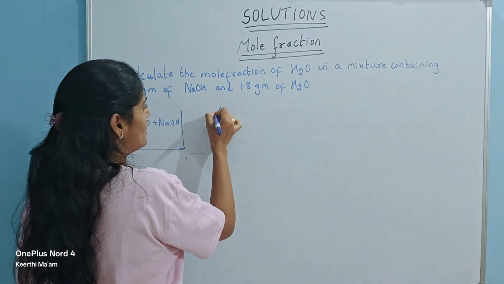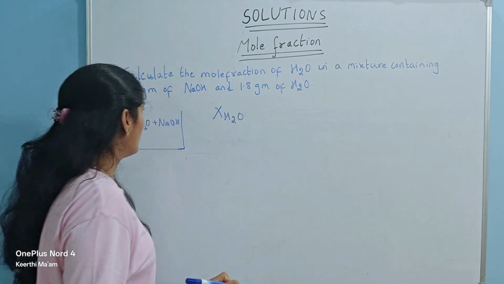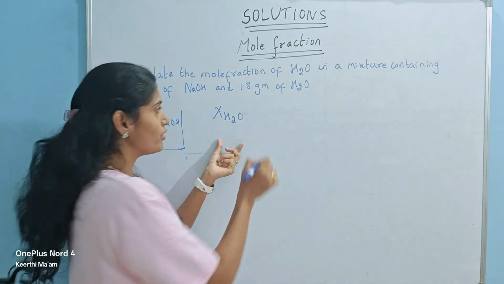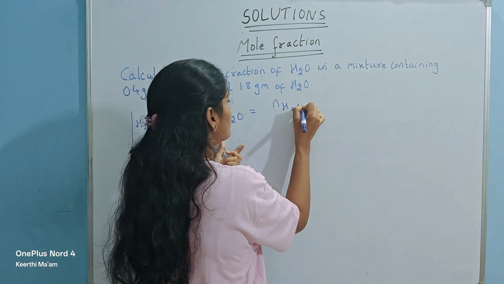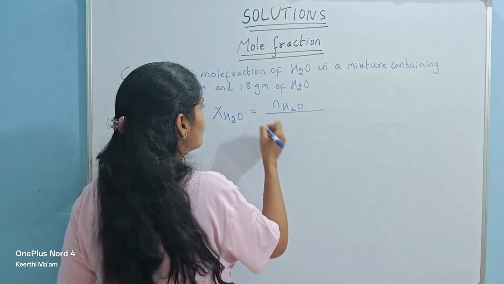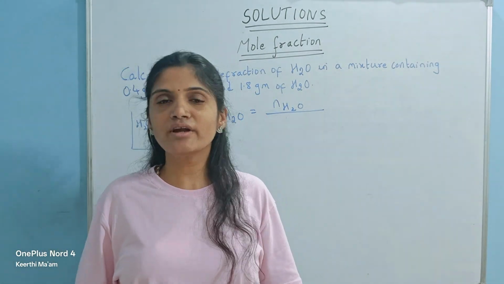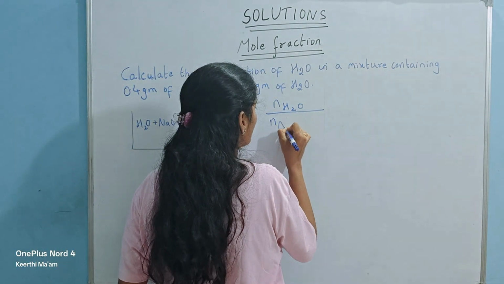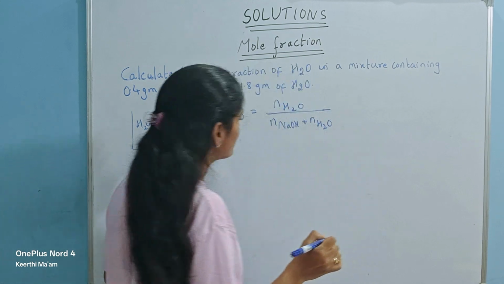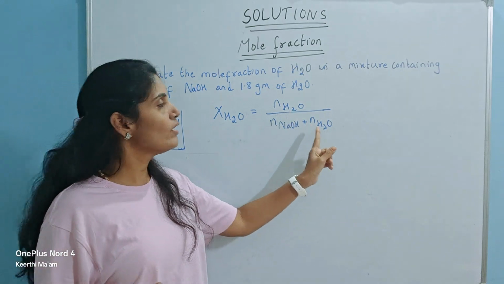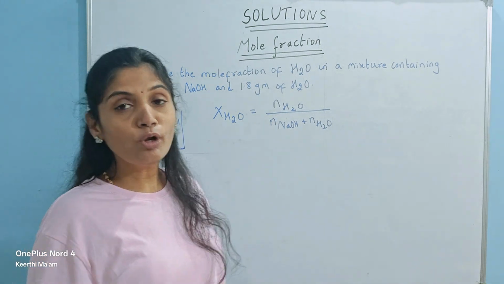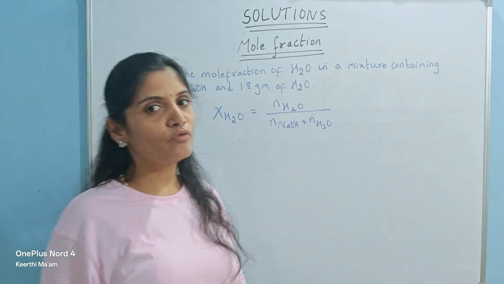He is asking me to calculate the mole fraction of H2O in a mixture containing 0.4 grams of NaOH and 1.8 grams of water. So mole fraction of water is equal to the number of moles of water divided by the total number of moles of all the components present in the solution. How many components do you have in the solution? Two components, NaOH and H2O, so divided by number of moles of NaOH plus number of moles of H2O. Now, do I have the number of moles of NaOH and H2O in the question? No, I don't. But I have the mass of both components, and you know how to calculate moles when we know the mass of the given component.